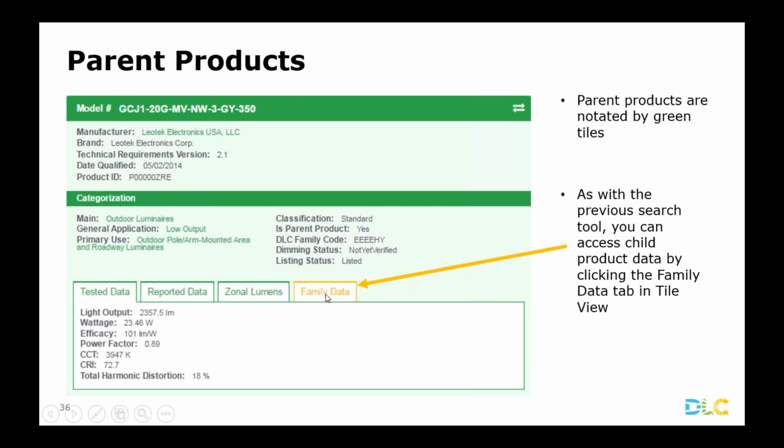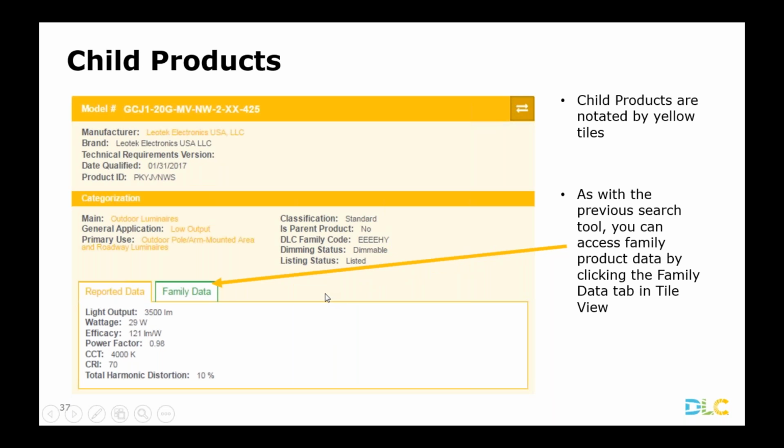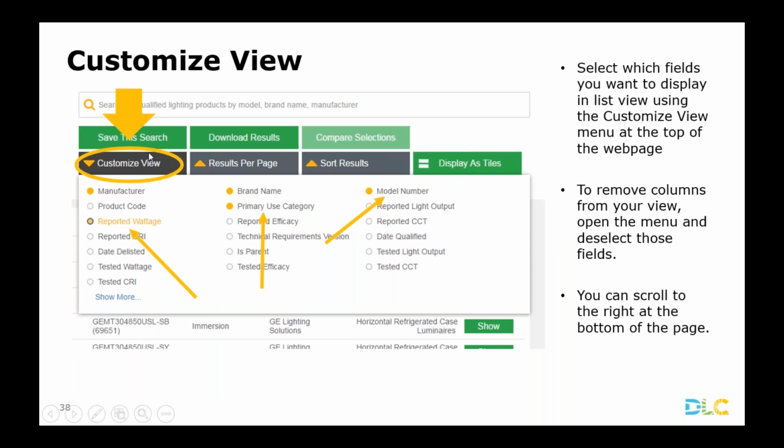If you want to see the data associated with this family of products, you can just click on that. And then the same with a child product, you can just click on the family data to be able to see the parent product information in here. So you can see that they're either the yellow or the green.